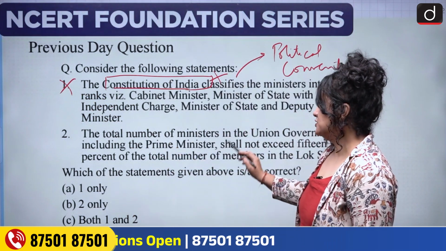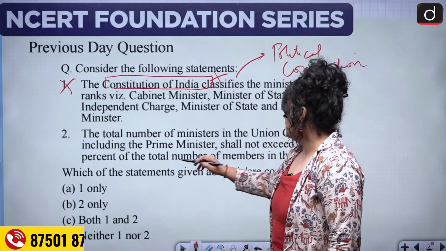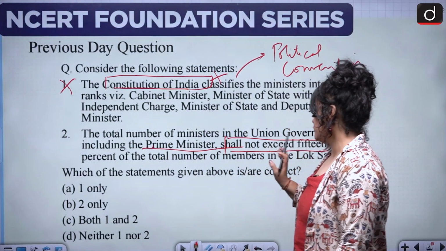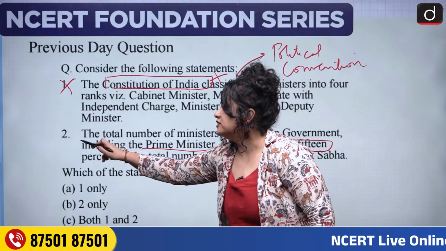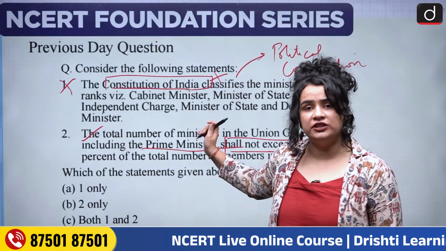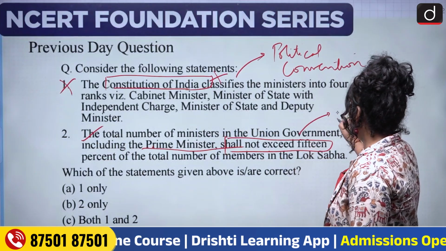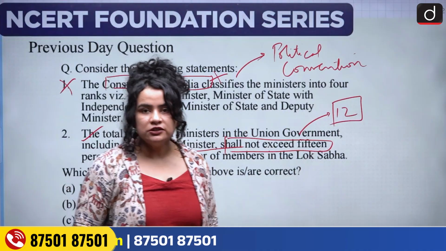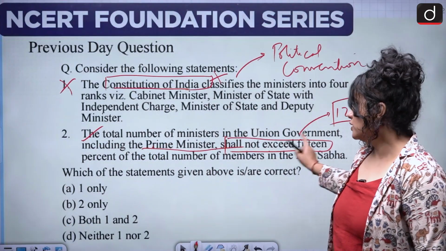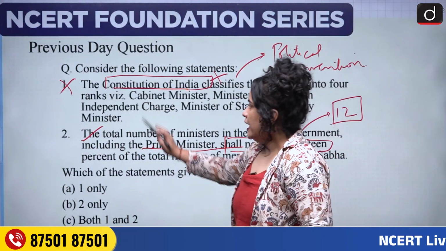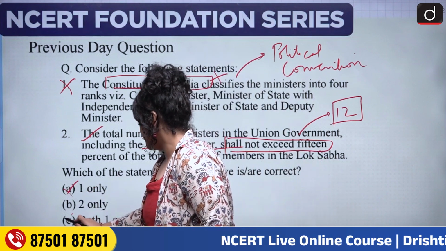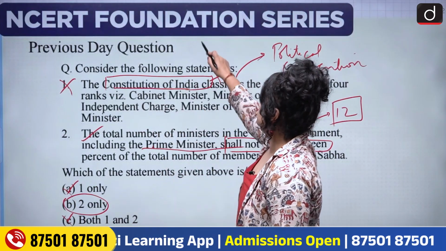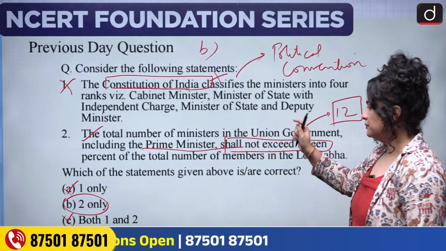Now the second statement says the total number of ministers in the Union government, including the Prime Minister, shall not exceed 15% of the total number of members in the Lok Sabha. This is right. This we also discussed in the preceding section. And there's also a minimum strength that is prescribed, which is 12. So, the number of ministers in the Council of Ministers should not drop below 12. Alright. So, if we eliminate the first statement over here, we can arrive at the correct answer, which is option number 2. Alright. Option number B.